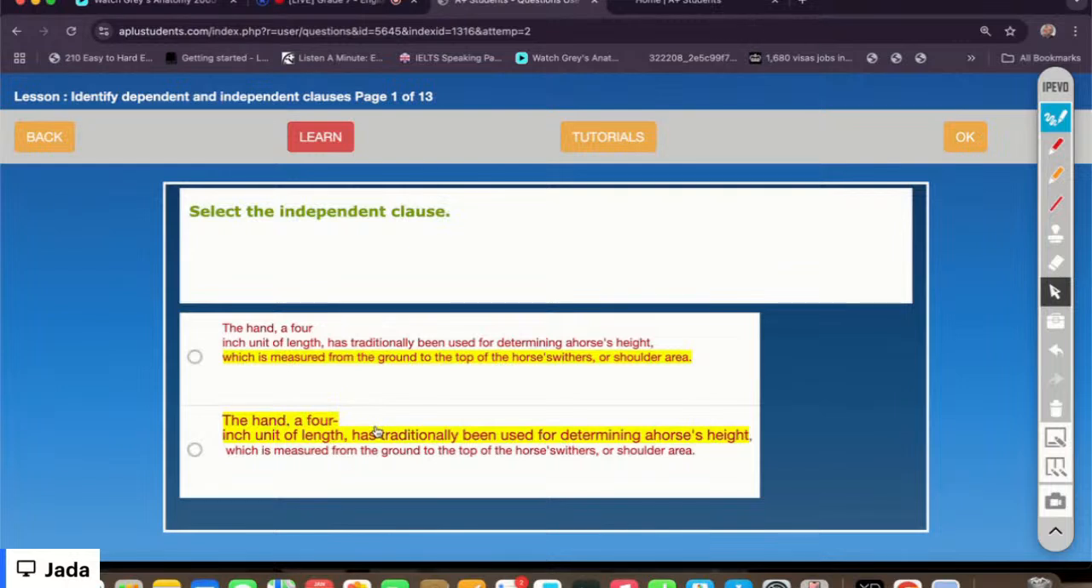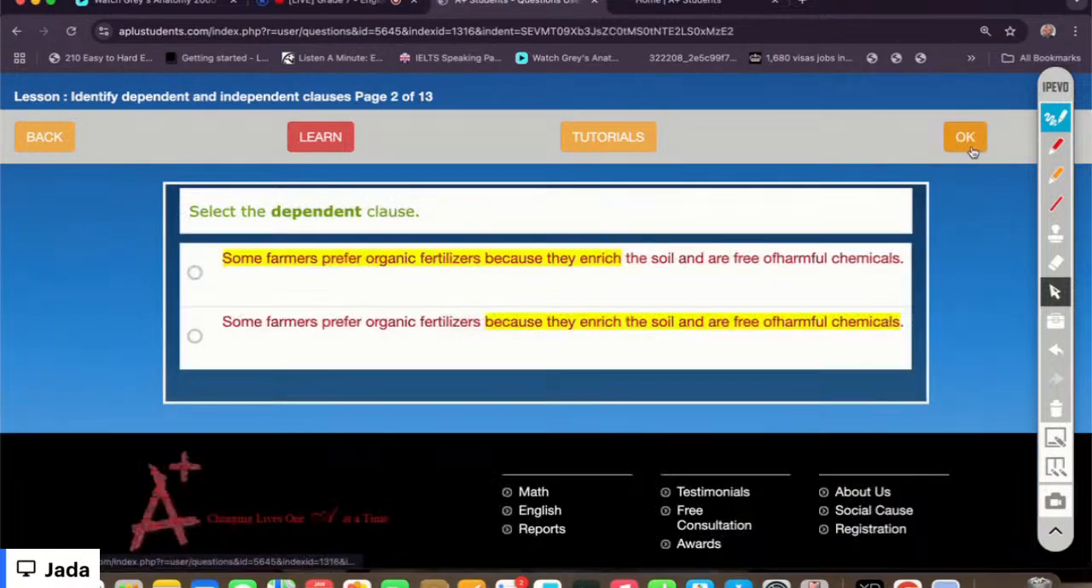Okay, you can check. Then you can share your answers on the chat if you have an independent clause here. So which one? If you say "which is measured from the ground to the top of the horse's withers or shoulder area," which is what? A relative pronoun. So the independent clause has to be the first part, because once it starts with a relative pronoun or subordinating conjunction, then you know it's a dependent clause.